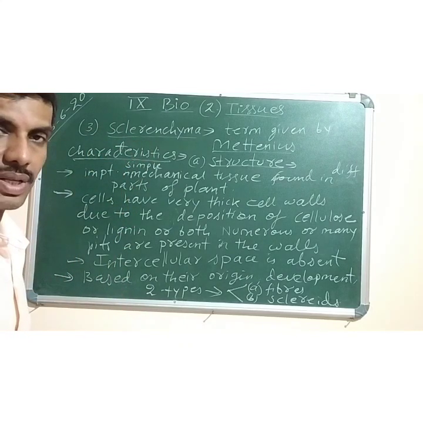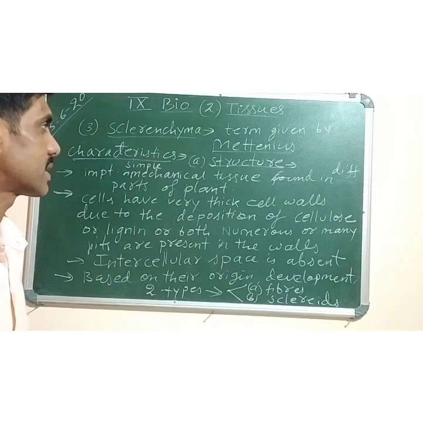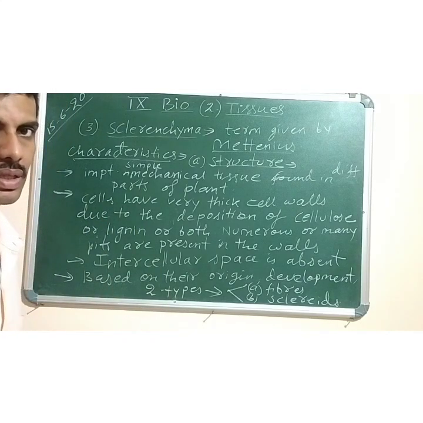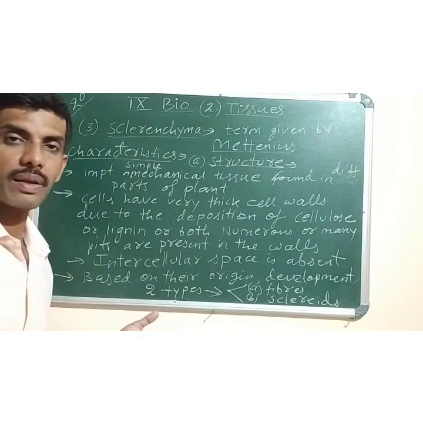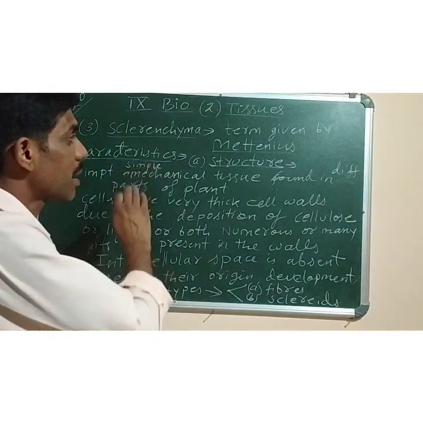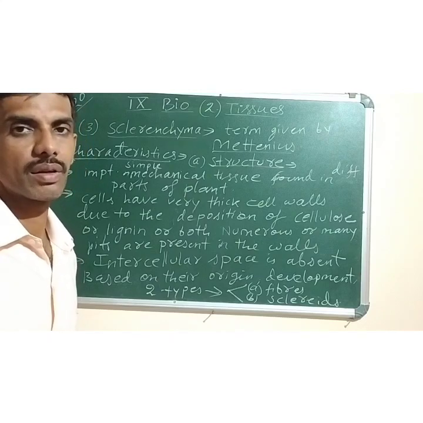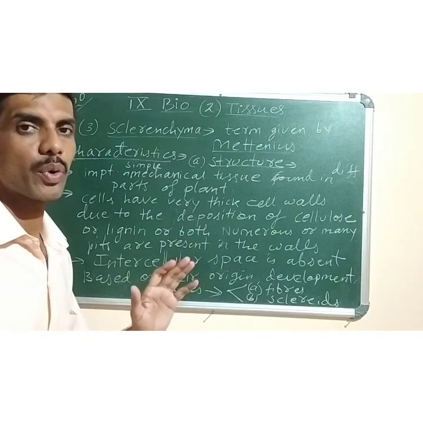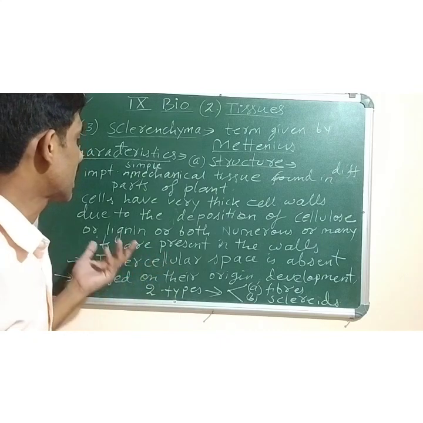So there are two types of sclerenchyma tissues or cells. What are they? Number one is fibers, number two is sclerites. So what type of tissue is it? Is it a living or dead tissue? It is made up of dead cells. It means the cells do not contain nucleus. The mature sclerenchyma cells are mostly empty and they are dead without any living protoplast. That is, inside the cell there is no protoplasm. It is empty, it is dead. That's why it is called dead cells.